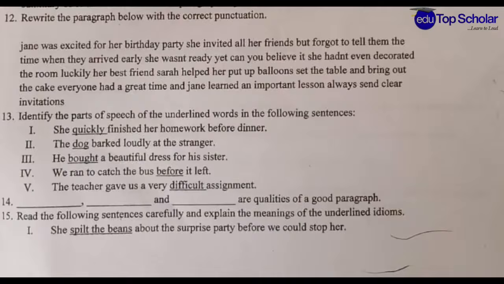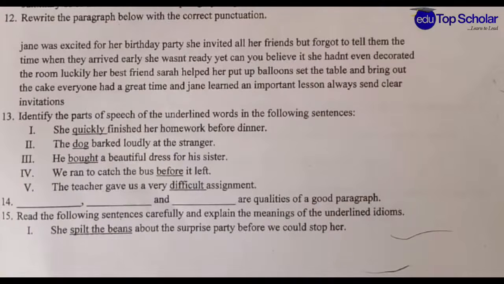All right. Number 14, dash, dash, and dash are qualities of a good paragraph. Okay, so we have several qualities of a paragraph. A paragraph must have what we call coherence. That is, the sentences in a paragraph must have interrelationship. One must relate with the other. There should not be discord. There must be coherence, that is, one idea leading to the other. So that is coherence. That's one.